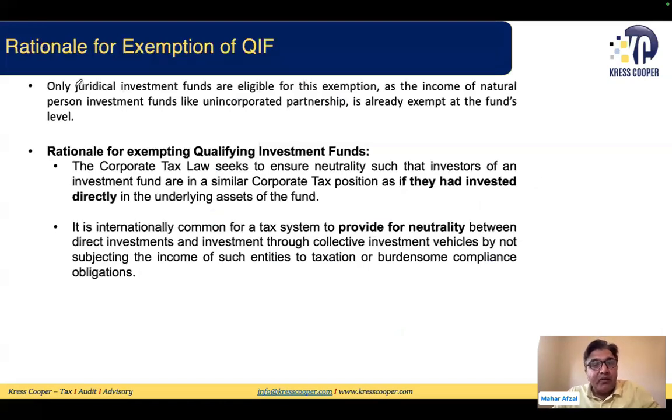This is basically whatever we have discussed. Only a juridical investment fund can be classified as a qualifying investment fund. Other than a juridical person, a non-juridical investment fund cannot be classified as a qualifying investment fund because they need to get themselves registered first, then they need to apply. The rationale of an exempt and qualifying investment fund, I have already told you: it will be treated like the investment has been made by the investors directly, providing the neutrality that this is a direct investment by the investor, and the fund will be treated as a special purpose vehicle just to make the investment.